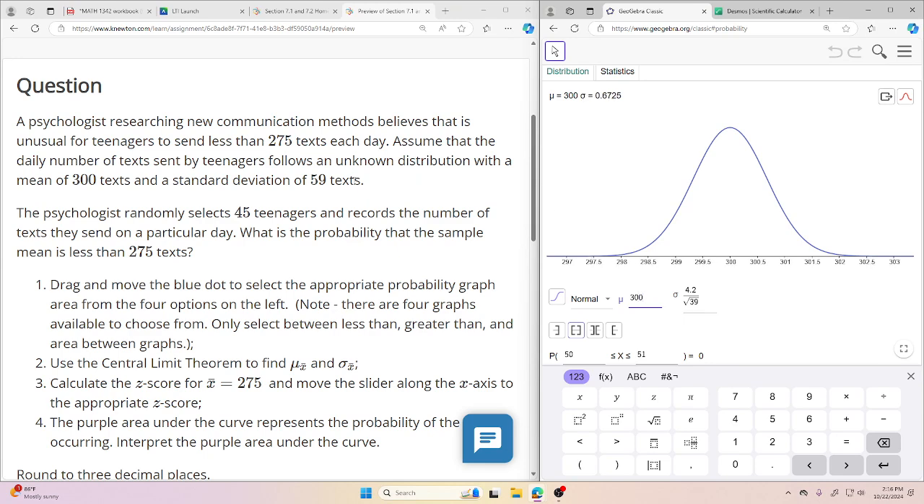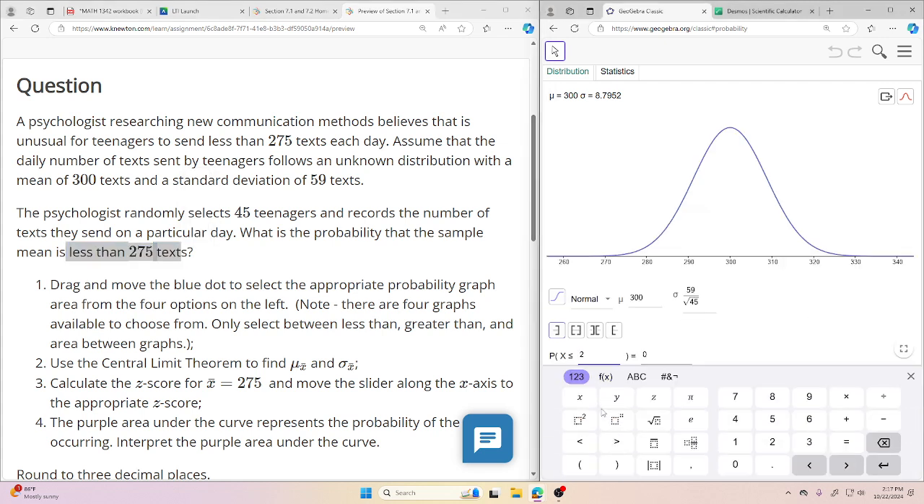300. Yep, 300. The 275, I think, is going to be what we check on here in a minute. See how it says it again later? What's my standard deviation? Very good. 59 over the square root of 45. Yes, very good. And then it keeps saying this less than 275.